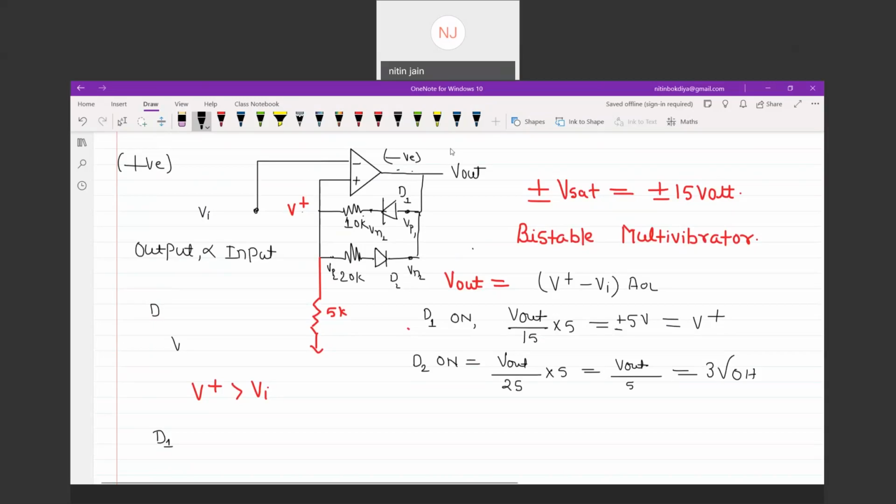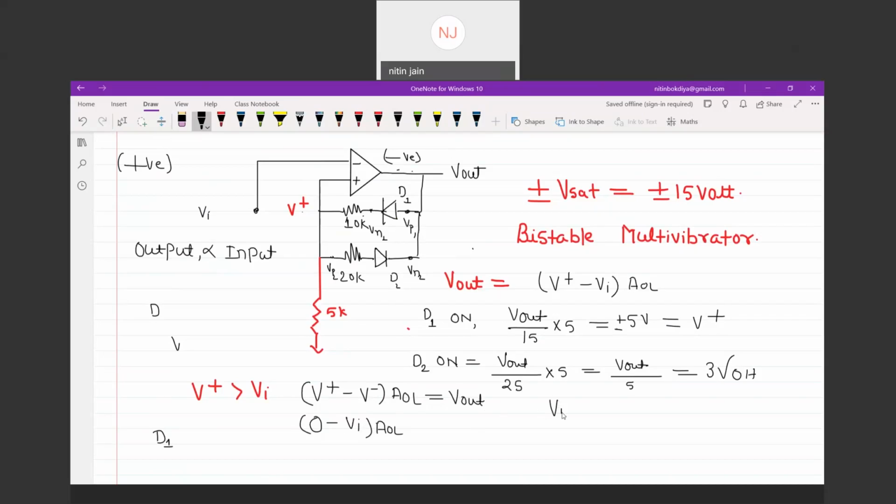So what I can say, when the diode is open circuited, V plus minus V minus, into AOL, is equivalent to V out. What is V plus? V plus is connected to 0 volt. V minus is connected to Vi, into AOL. So what I can say, whenever V output is positive, D1 is on.